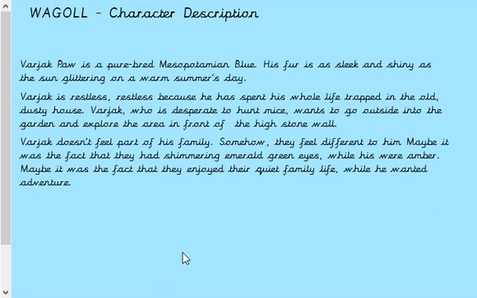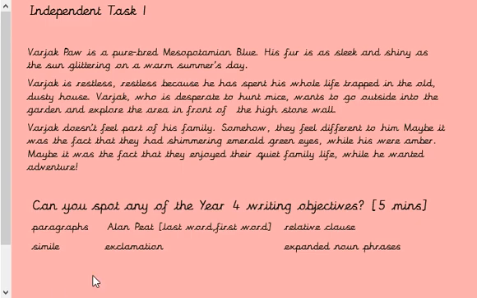Okay, so you have there our waggle for this morning. As you can see, it doesn't have to be a hugely long piece of writing. I've got 3 paragraphs there. And what I'm going to ask you to do now is to have a look. I've got the waggle up again here. I've written underneath here, for our independent task, can you spot any of the year 4 writing objectives? I'm only going to give you 5 minutes on this.